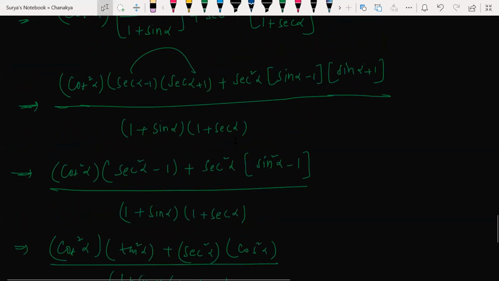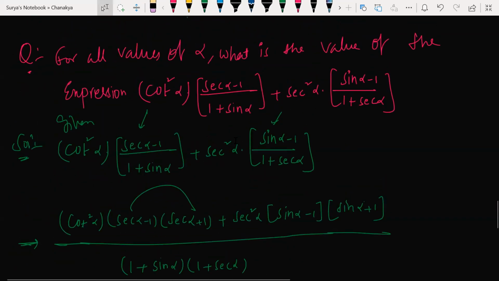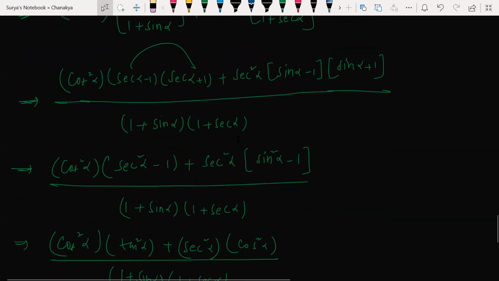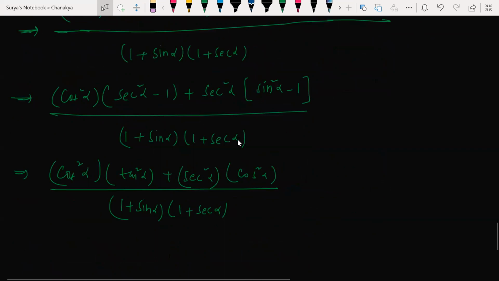Right? Any doubts? No doubts. Yeah. So I got this. Now tan square alpha, cot square alpha will get cancelled. Secant square alpha, this will get cancelled. But 2 by something I'll get. But that is not the answer. But something we have to make.